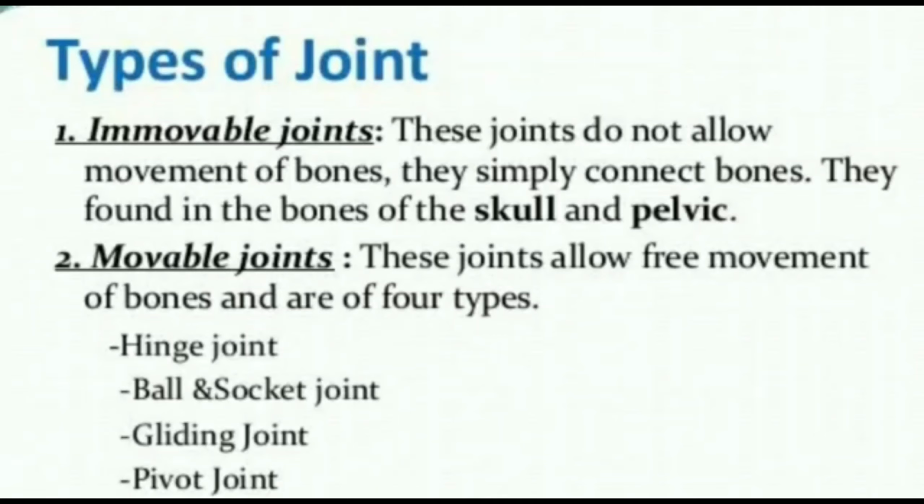Immovable joints do not allow movement of bones. They simply connect bones. They are found in the skull and the pelvic region. Whereas movable joints contain a lubricating liquid, and the muscles attached to these joints contract and allow movement.